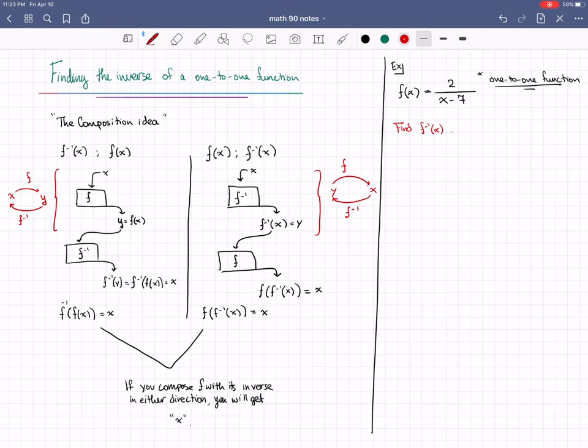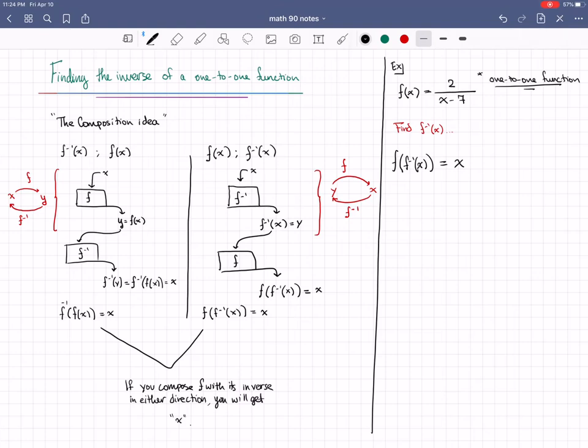Well, I don't know what it is, but whatever it is, if I compose f with f inverse, I get x back. Now, you all know compositions. So I can write here f composed with f inverse, whatever f inverse is, is x. I know that to be true because they're inverse functions.